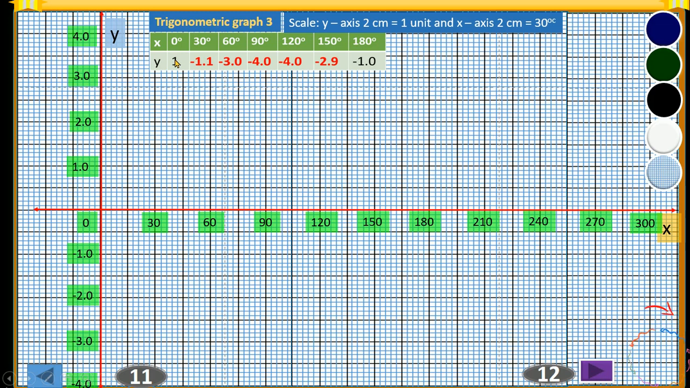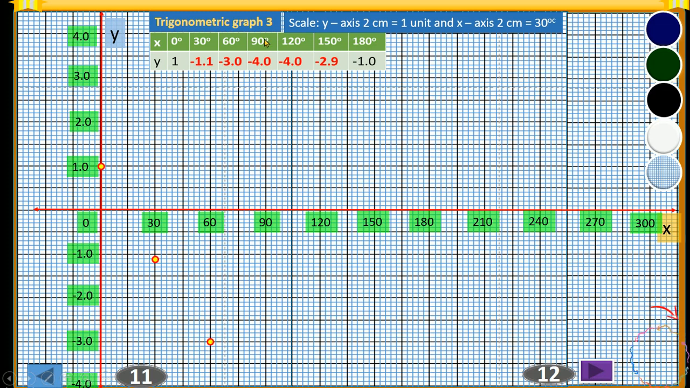When x is 0 degrees, y is equal to 1. X is 0 along the y-axis, and y is 1, so the point will be there. When x is equal to 30 degrees, y is minus 1.1, so the point is here. When x is equal to 60 degrees, y is minus 3.0. X is 60 degrees here, then 3.0 will be at this point.